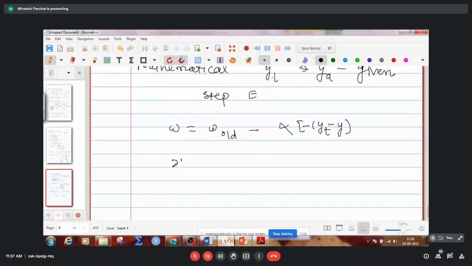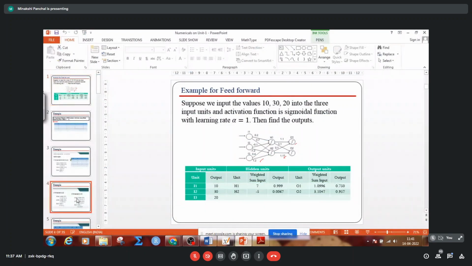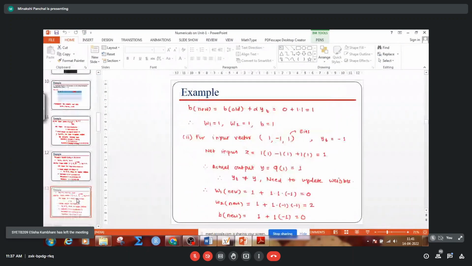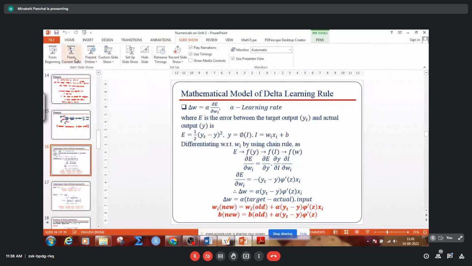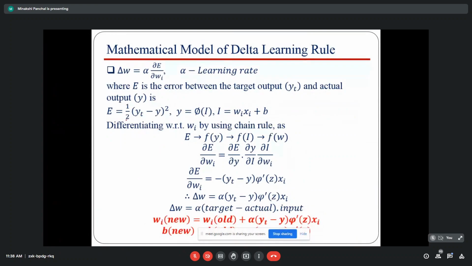del E. मैंने कल जो PPT share किया, in the PPT I have explained all the steps very properly. What process are you applying? Error का value है 1/2 (yt minus y) whole square. y is the output of phi of I, which equals wi xi plus b. The same rule you are using for back propagation also. This is part of delta learning. ये delta learning का आप simple formula use कर सकते हो.